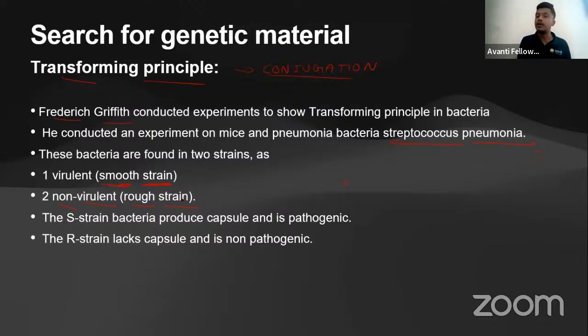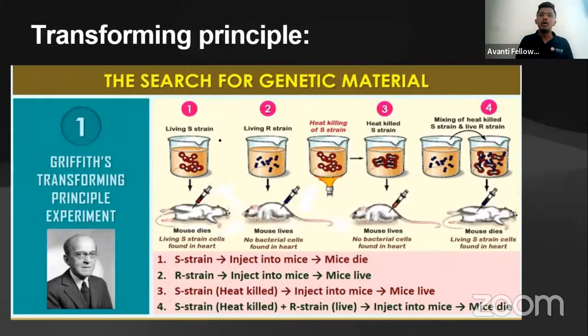And as I told you before, the other organism is the mice. So here is what happens. Griffith takes a live smooth strain, that is living bacteria, and injects it into the mice. The mice develops pneumonia and dies. So obvious. Next, he takes a rough strain and injects it into the mice. The mice do not get pneumonia because the rough strain does not have the capacity to cause disease. So the mice live happily.